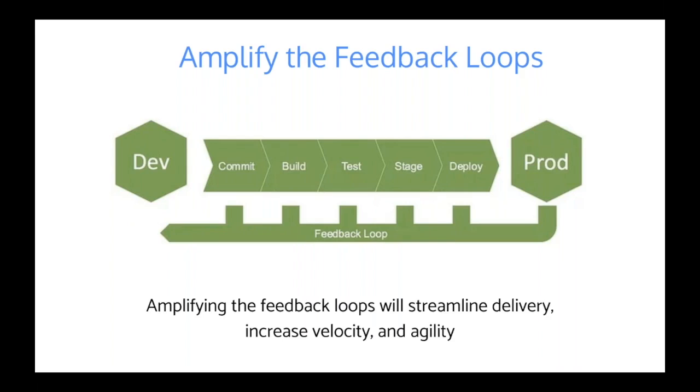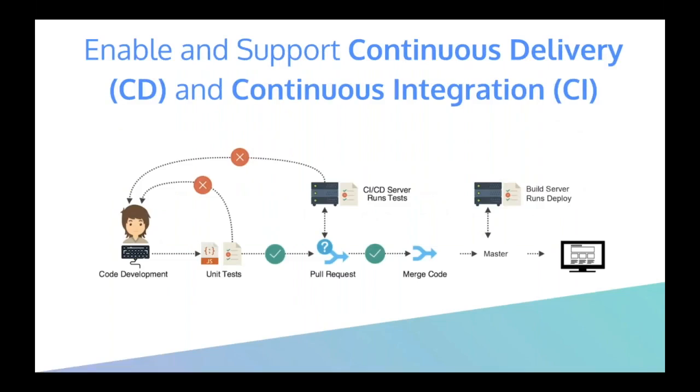Being able to amplify those loops to streamline your delivery processes, to increase the velocity, to make it faster, to push out. Maybe you have a hot fix you need to push out quickly, or maybe just your new release, and ways of increasing that velocity, and as a result improving the agility of your DevOps pipeline. Of course, one of the parts of that that's now becoming more and more valuable is how you implement your continuous delivery and continuous integration into your pipeline.